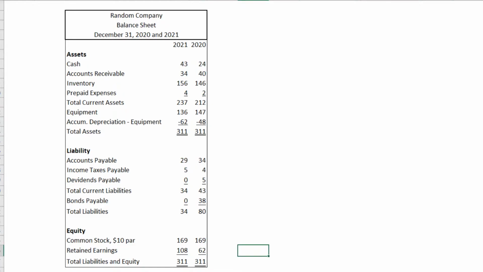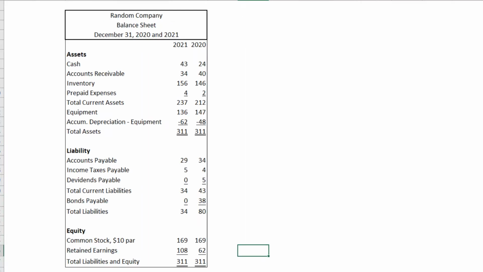Now, another form that we need in order to do the statement of cash flow, and this is the indirect method, we need the income statement. So we have this. Sales, 446, and then going through. This is a multi-step income statement. Now, when you're making a statement of cash flow, we don't really need this information yet because a lot of stuff that we're going to deal with is on here.